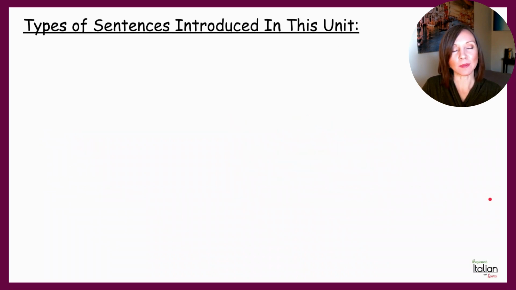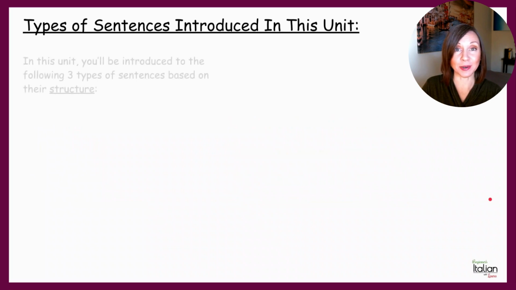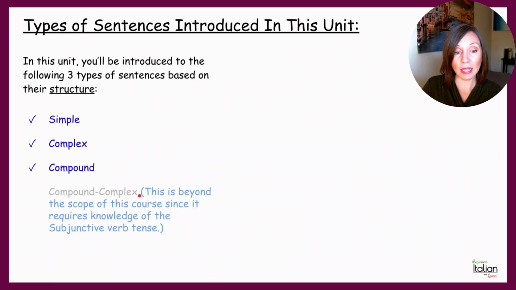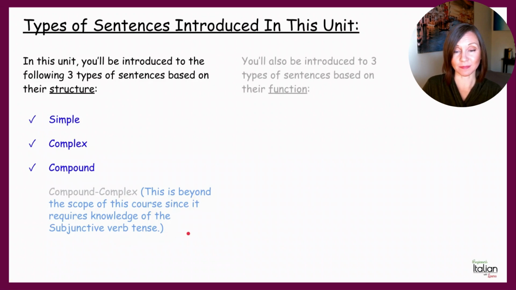Okay, so types of sentences introduced in this unit. In this unit, you'll be introduced to the following 3 types of sentences based on their structure. So we'll be going over simple, complex, and compound. The compound complex is beyond the scope of this course since it requires knowledge of the subjunctive verb tense, which we did not cover in this course.